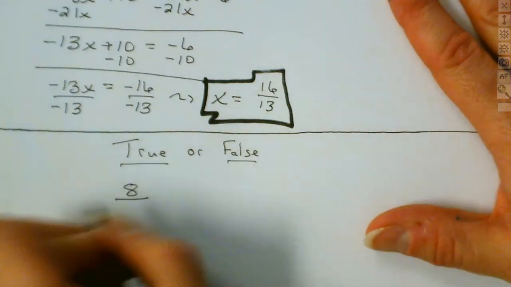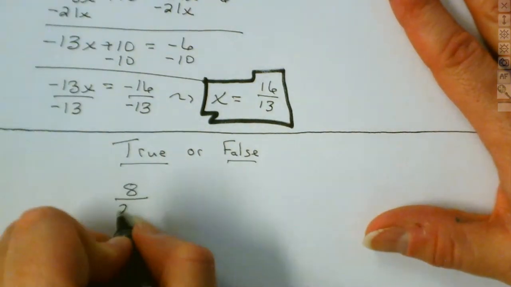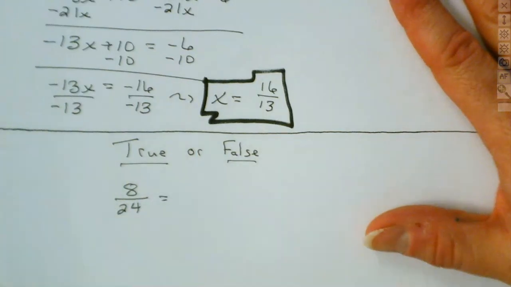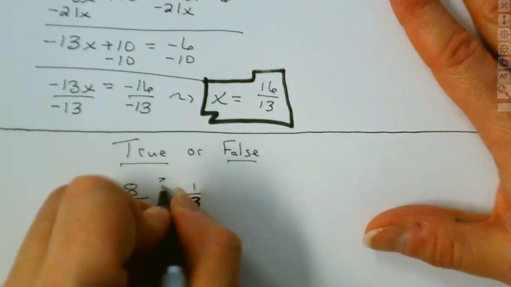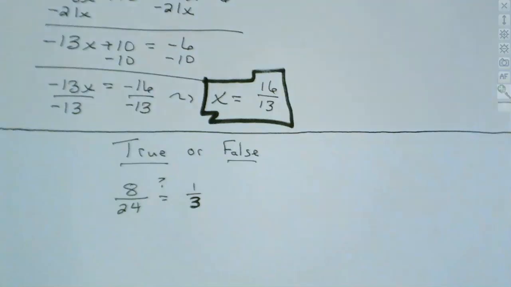And let's do 8 over 24 equals 1/3. Okay, does 8 over 24 equal 1/3? Now, if we think about it, what do we know about 8 over 24? Does that reduce down to 1/3? It does, doesn't it? Because 24 divided by 8 is what? 3. So that would reduce down to 1/3, right?